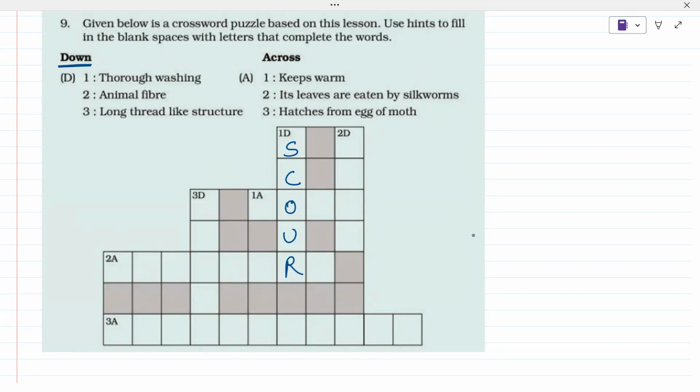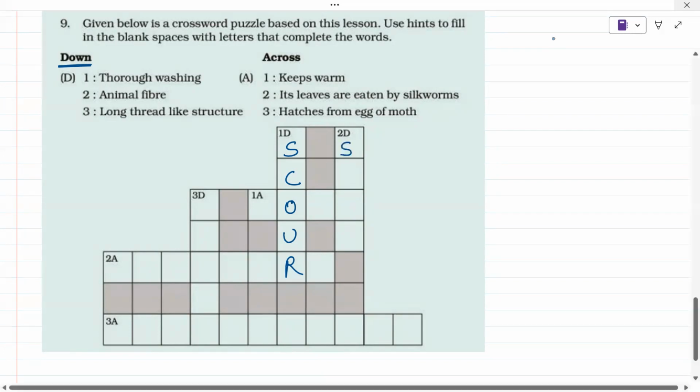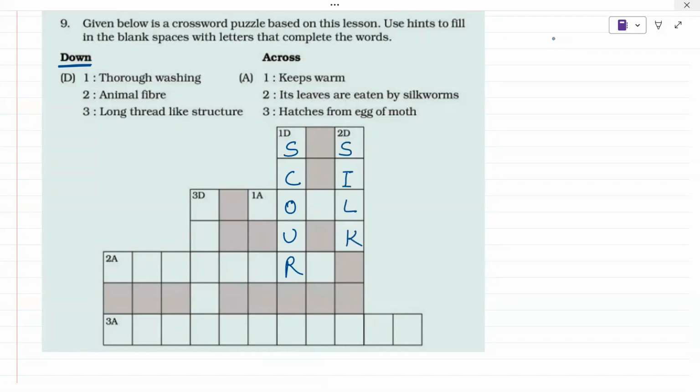Then number 2 is animal fiber. Where is number 2? Number 2 is here. So animal fiber, it could be silk, it could be wool. So let's write silk and then we will see. If required, we can change it as well. So I'm writing here silk. Number 3 is long thread-like structure. So long thread-like structure, we know that is known as fiber. So I'm going to write here fiber.